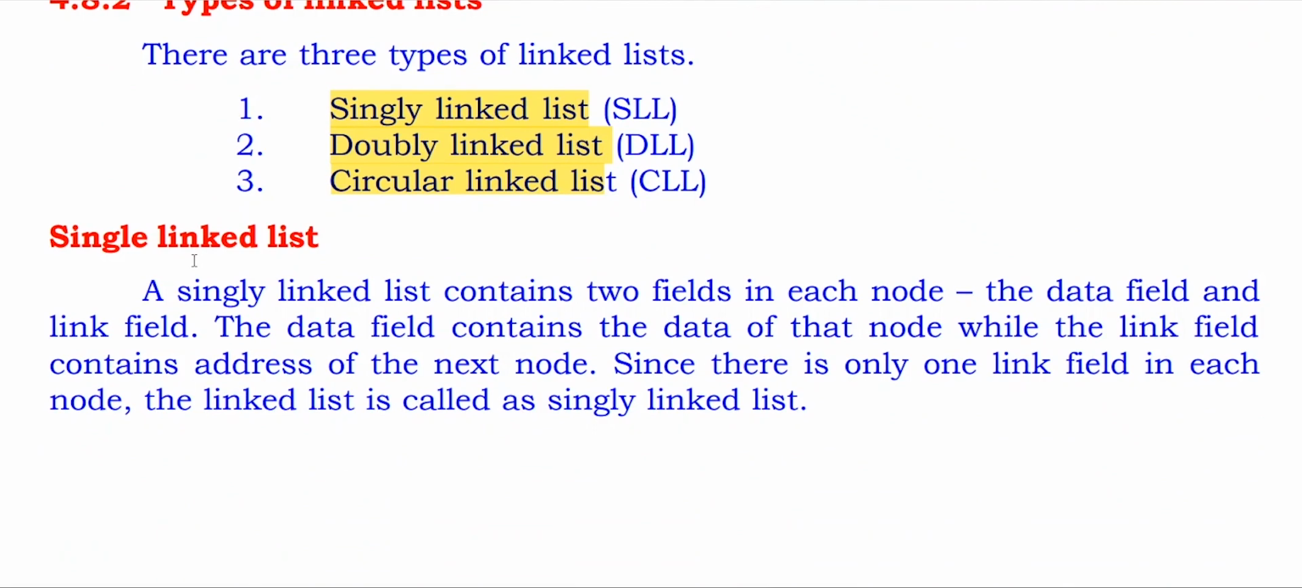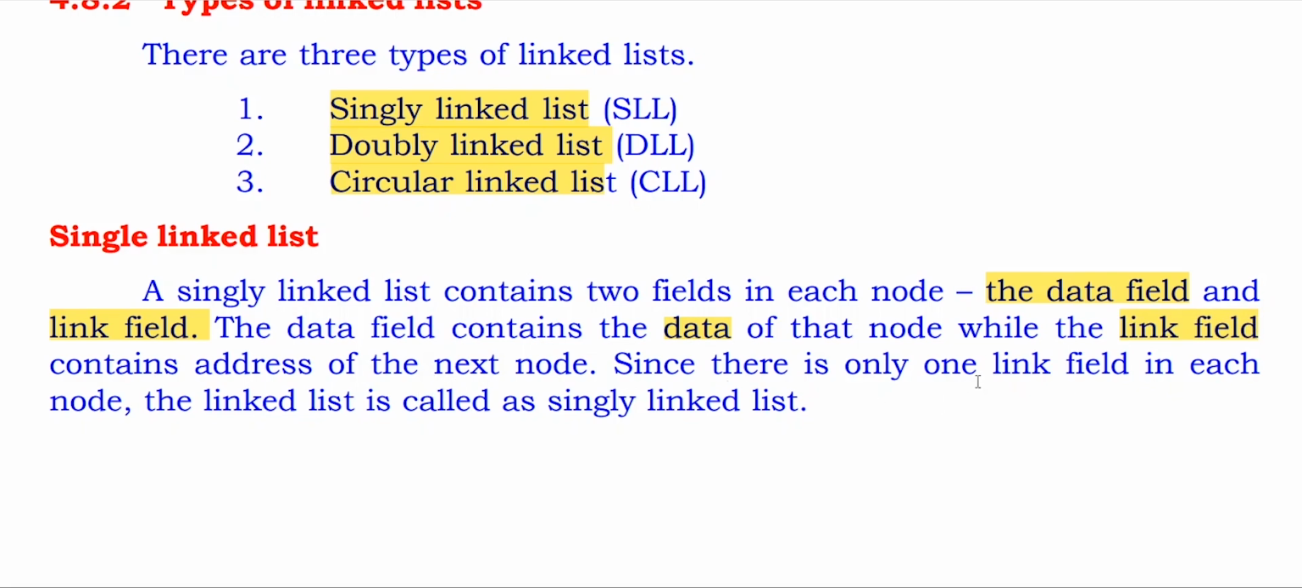So what does a singly linked list mean? A singly linked list consists of 2 fields in each node: one is the data field, and the other is the link field, as we already know. The data field contains the data of that node. It obviously contains data like 30, 40, whatever number, a character like A, B, or 10.5, a float, or whatever data we are going to store. And the next field is the link field. What is this link field? It is nothing but a pointer that contains the address of the next node.